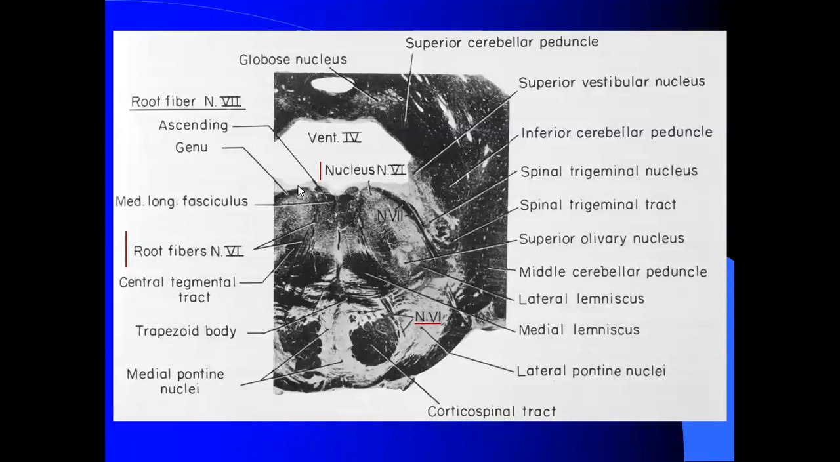All right, let's look at it a little bit. Here is the root fibers of 6 coming out. Here's the nucleus of 6, right? Here's the root of 7 coming out. All right, here's the loop of 7. All right, so all of that coming in.